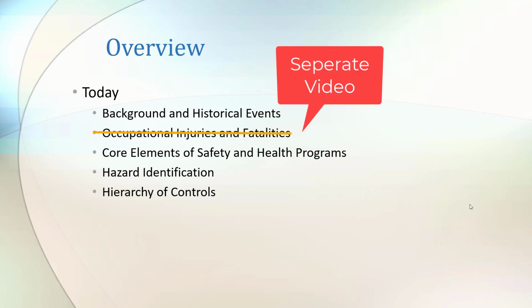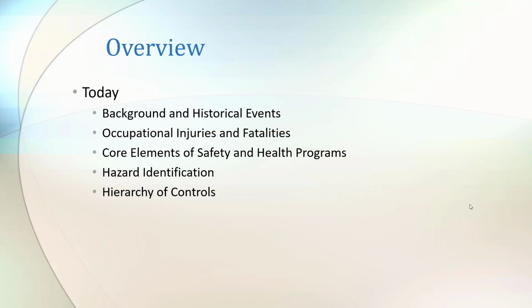We'll cover some injuries and fatalities, core elements of safety and health programs, what hazard identification is, how it's used, and we covered the risk matrix last lecture, but that comes back up under hazard identification. And we'll talk about the hierarchy of controls.